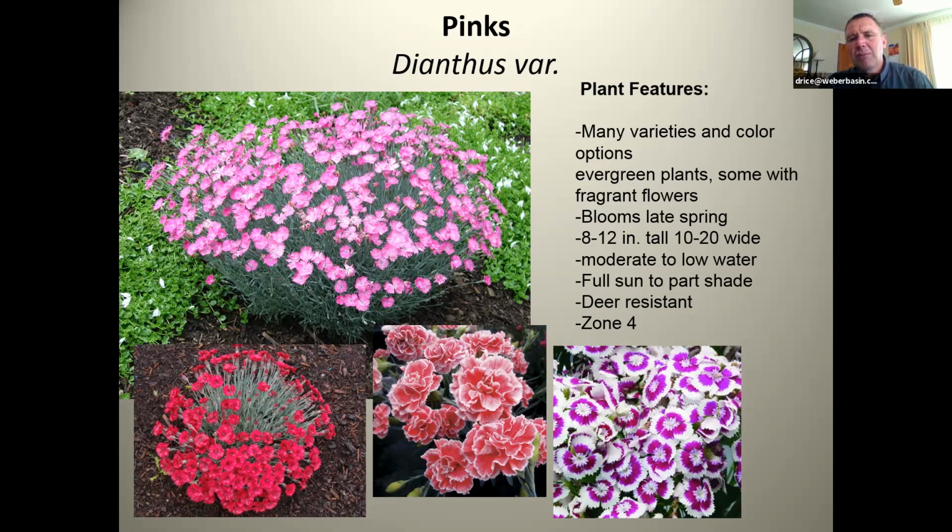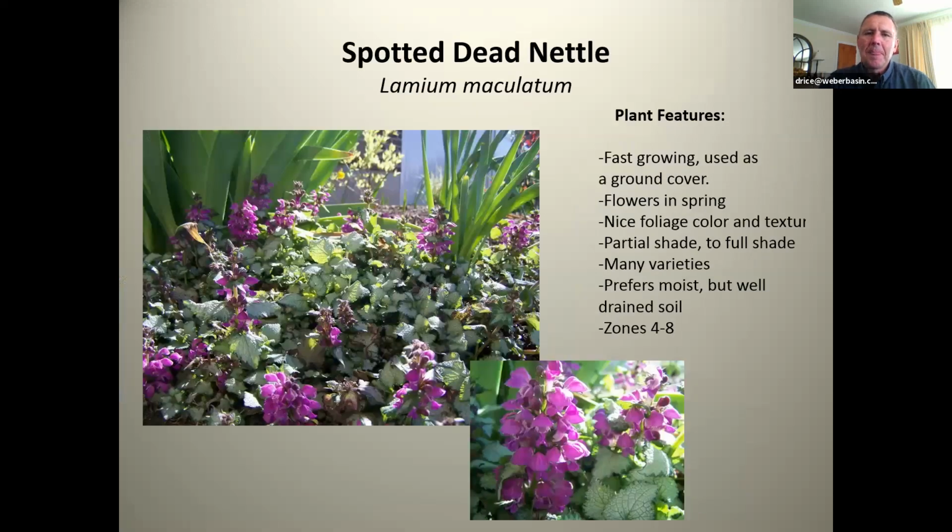These are late spring bloomers into early summer, 8 to 12 inches tall, 10 to 20 inches wide. So again, it's kind of a shorter but wider perennial as it grows and matures. Low to moderate water on these, full sun to part shade. Deer don't eat them. So I think these are a great option to provide that type of a size and shape with lots of different color options to meet individual needs.